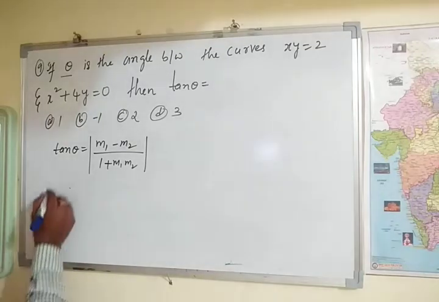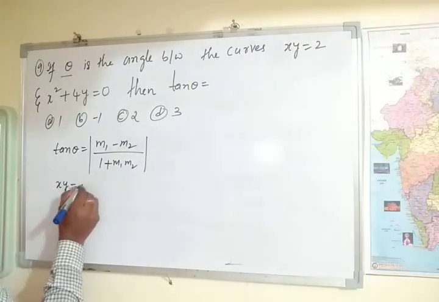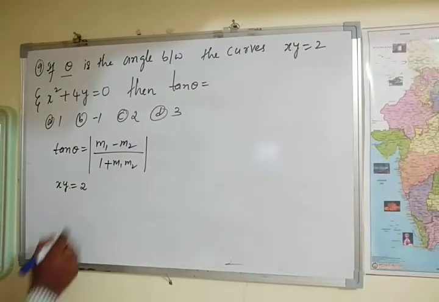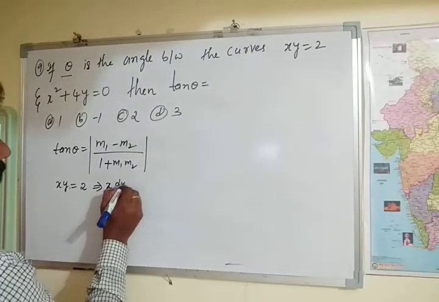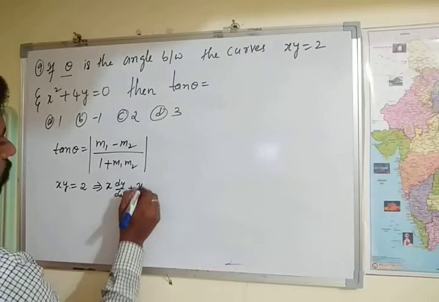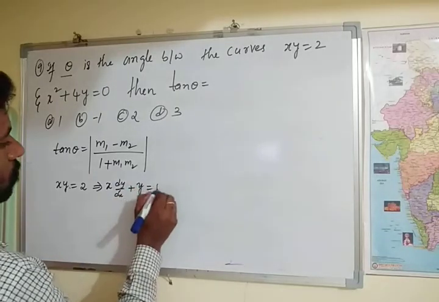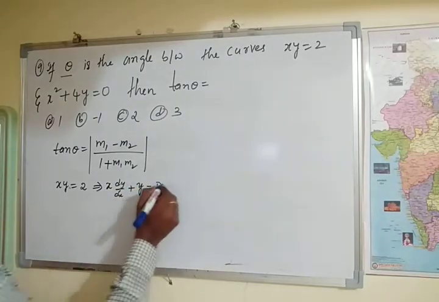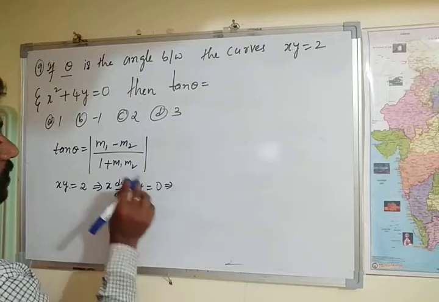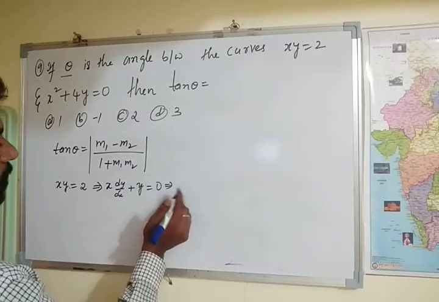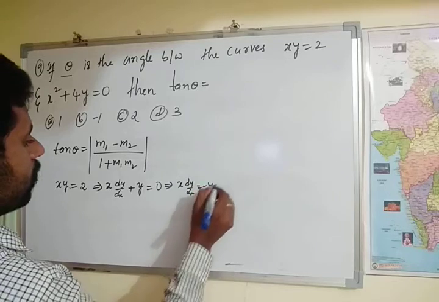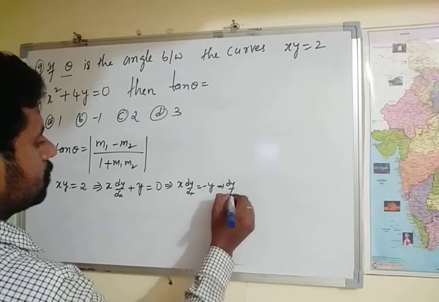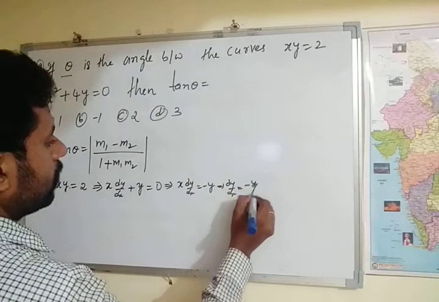See, first curve, xy is equals to 2. Differentiate with respect to x on both sides. This is in u into v form: x into dy by dx plus y into the derivative of x, which is 1, is equals to 0. Next, this implies plus y transposes. That means take the result to the right hand side, we get minus y. x into dy by dx is equals to minus y, or dy by dx is equals to minus y by x.